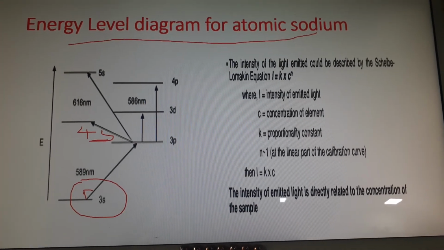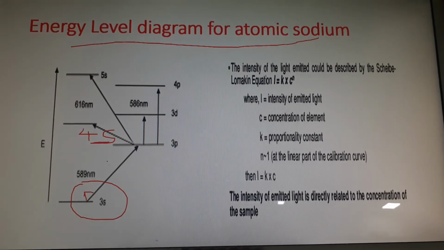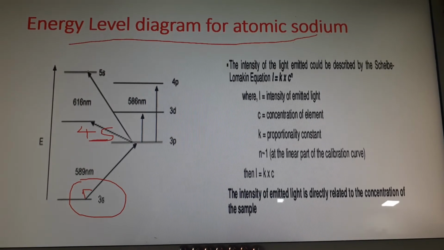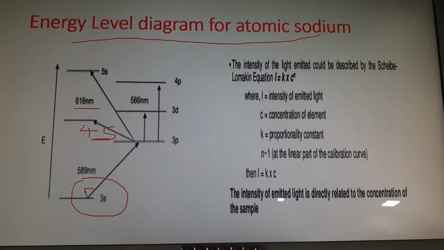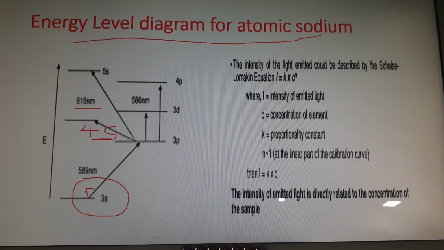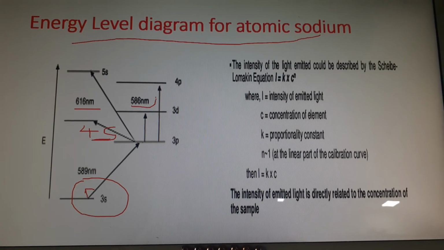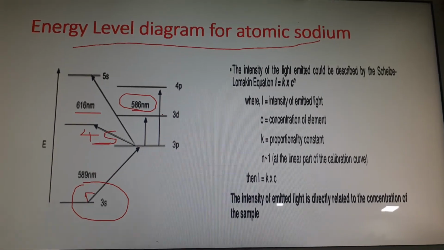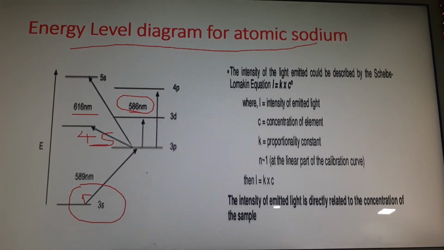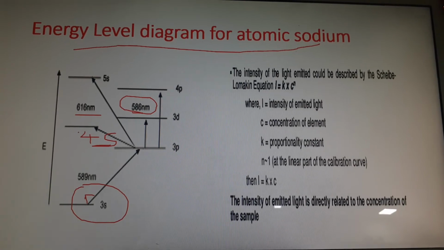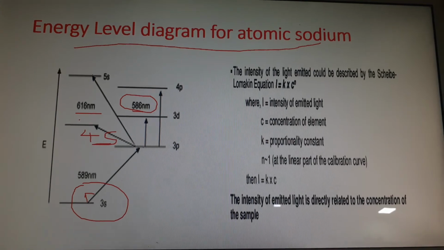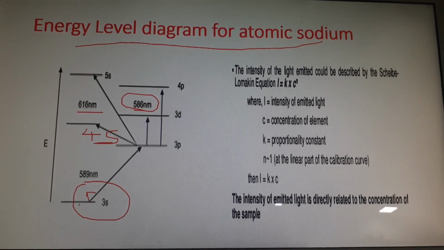I could not write it properly here. Okay, 4s and 5s. So the electron can jump from 3p to 4s, or from 3p to 5s, where the wavelength is around 616 nanometers, or it can go from 3p to 3d, or 3p to 4p, and this is the wavelength which is emitted. This is how the energy level diagram of atomic sodium works, and it obeys the selection rule that delta S should not be equal to 0, that is, the electron can't jump from 4s to 3s or 5s to 3s.